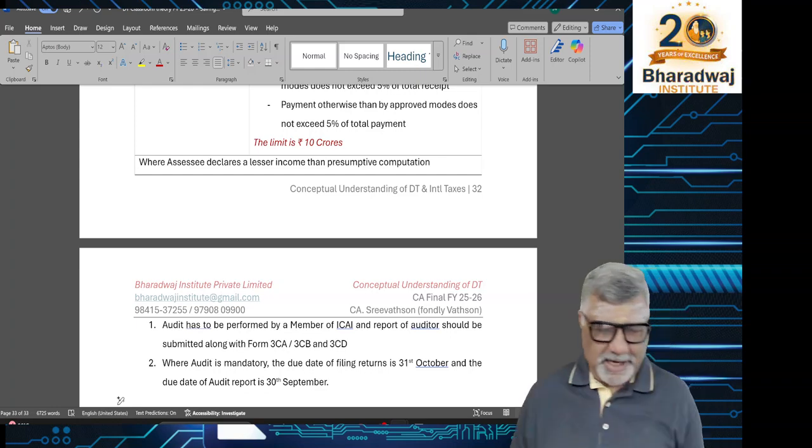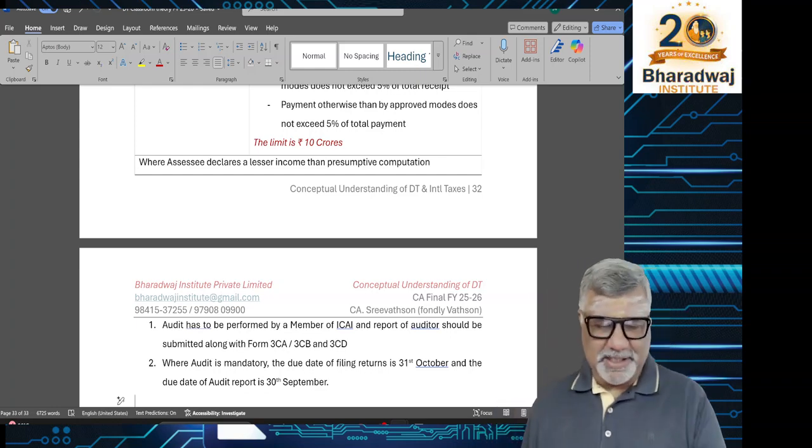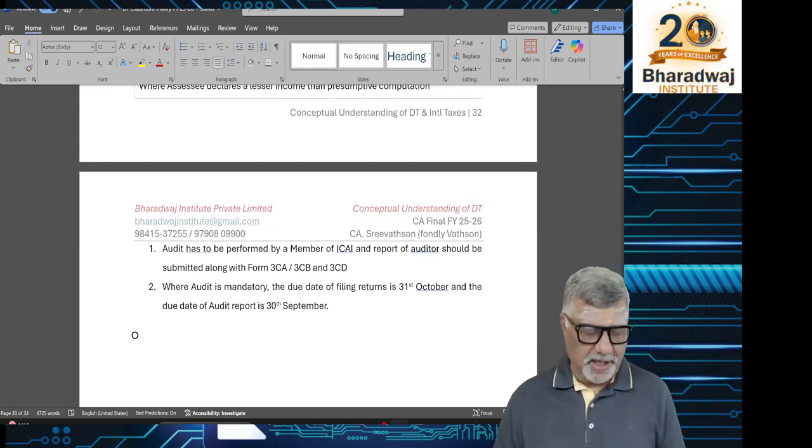This is what is the case in the Gujarat High Court judgment, but this is for this year. We are doing for the next.